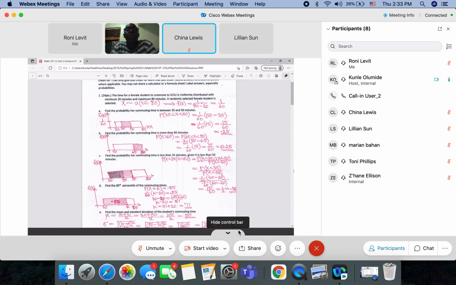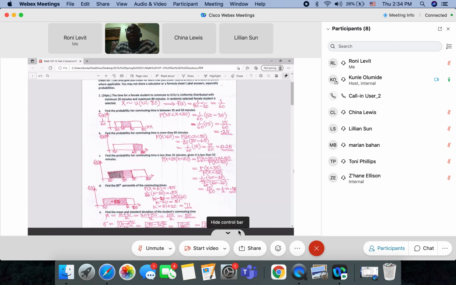You see, I sketch the graph, the entire distribution from 20 to 80, and I put in 35 and 50 somewhere inside it, and probability of x between 35 and 50. So we find that area is 1 over 60 times 50 minus 35, which is the length of that shaded rectangle. And that turns out to be 15 over 60, which is 0.25.